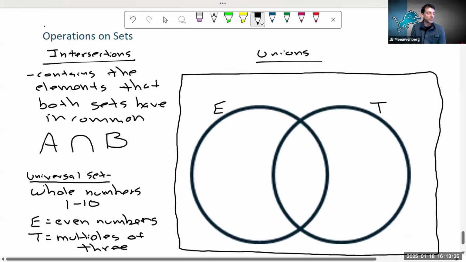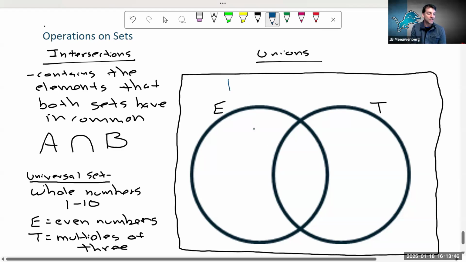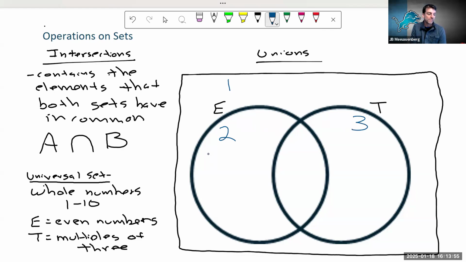What we'll do is first place the numbers 1 through 10 appropriately in our diagram. So we're going to count starting from 1. 1 belongs outside because it's neither even nor a multiple of 3. 2 belongs here. 3 belongs here. 4 belongs here. 5 belongs here. It's not even, it's not a multiple of 3. 6 is even, and it's a multiple of 3. 7 is out here. 8 here. 9 here. And 10 here.